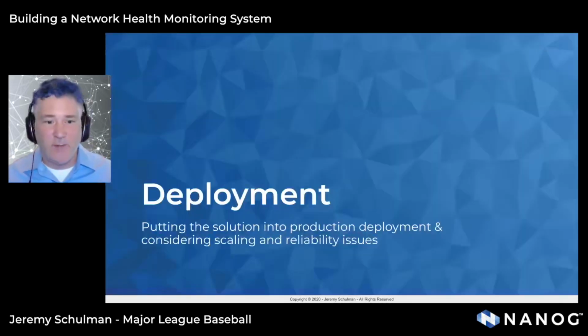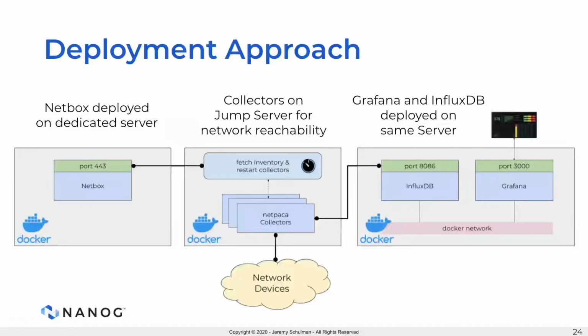So now that you know the building blocks and what I used, I'm going to talk about how I deployed this into our network and tried to address some of the issues in terms of scaling and reliability. What this slide is showing you is how I deployed the Docker containers that provided each of those architectural services.